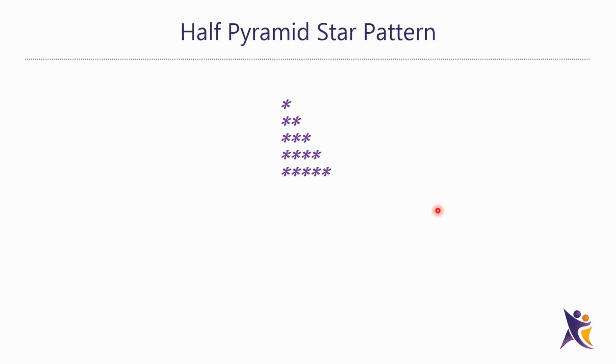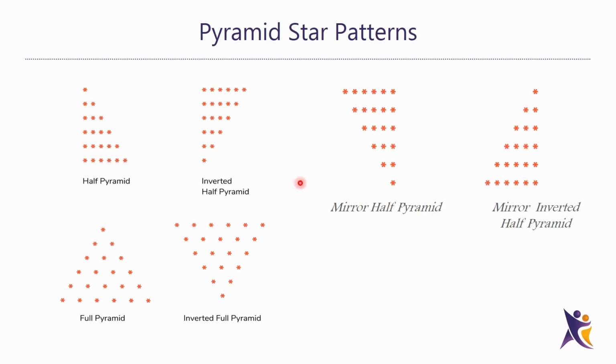First, let's start with the half pyramid. Now, before that, let me tell you something. To print all of these shapes, the one thing that you should know is how to print a square pattern. If you know the code and if you understood the logic behind the square pattern, then it will be easy for you to understand all of these pattern code.